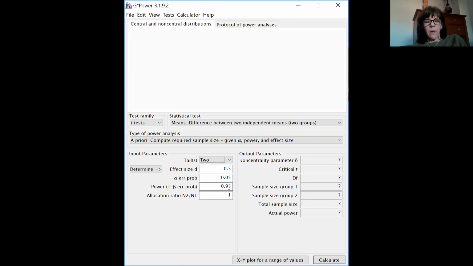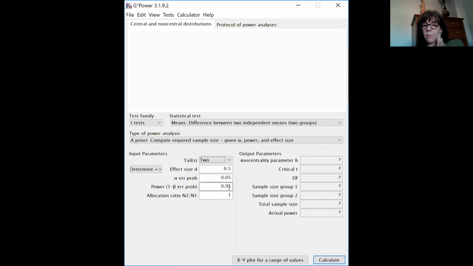And so now you have to decide what you want your power to be: how high a probability of rejecting the null hypothesis, if there is an effect, do you want to have? How good a chance do you want to have of finding an effect if an effect is there? And the default here is 0.95. That's a very high-powered study. We're going to go ahead and run it, but that's considered a high-powered study.